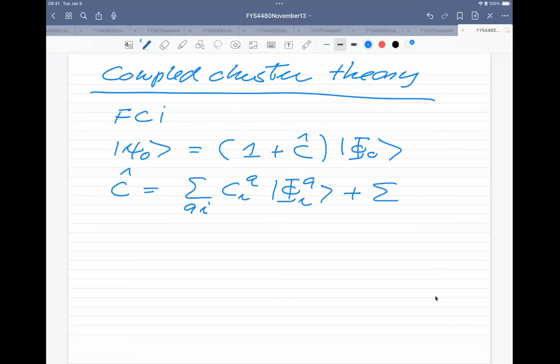So we would then have a, b, i, j. We have the new coefficient C_ij^AB, and then we have phi_ij^AB. Let me just correct it a little bit here. And this continues all the way to the final n-particle, n-hole excitations.